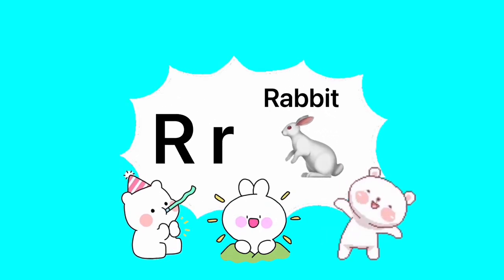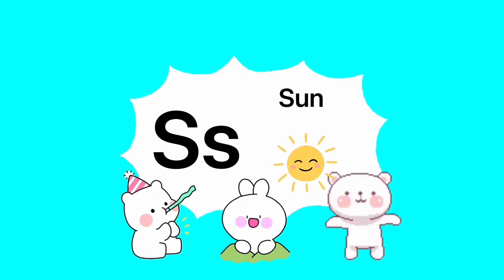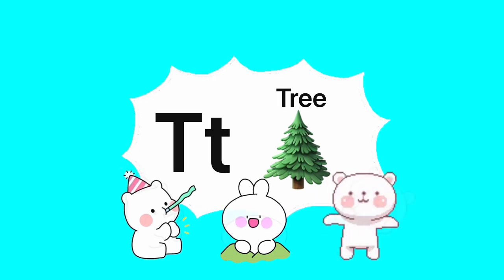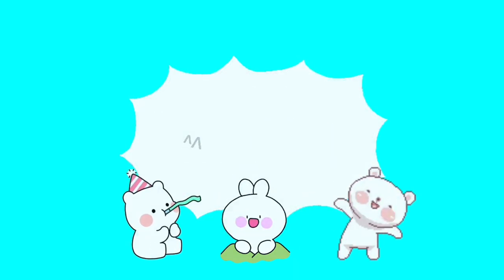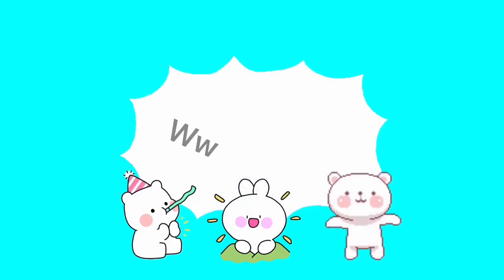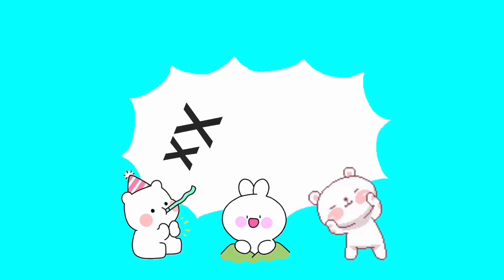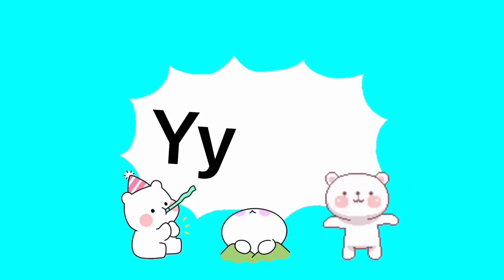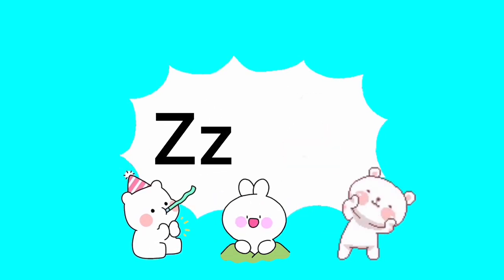R is for rabbit. S is for sun. T is for tree. U is for universe. V is for violin. W is for watermelon. X is for xylophone. Y is for yarn. Z is for zebra.